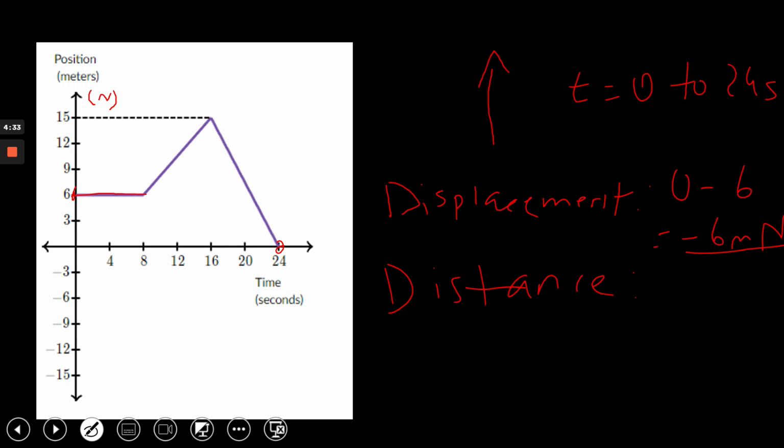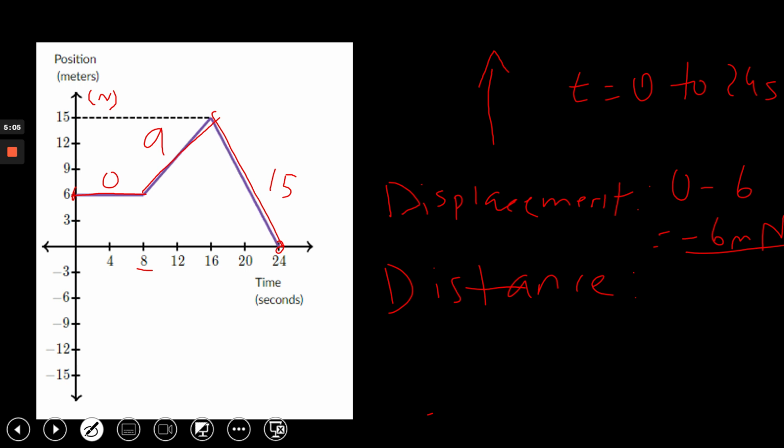So you have to calculate every meter that this object traveled, not just from the start to the end point. Until 8 seconds, the position stays at 6, which means the distance traveled there is 0. It's at rest until 8 seconds. And then from 8 to 16 seconds, it goes from 6 to 15. So that's 9 meters that it traveled, 15 minus 6. And then from 16 seconds to 24 seconds, it goes all the way from 15 to 0. So during that time, it went 15 meters.